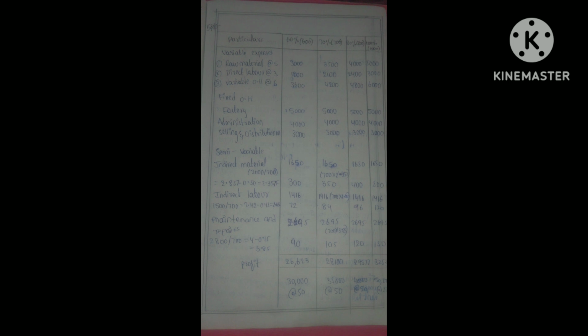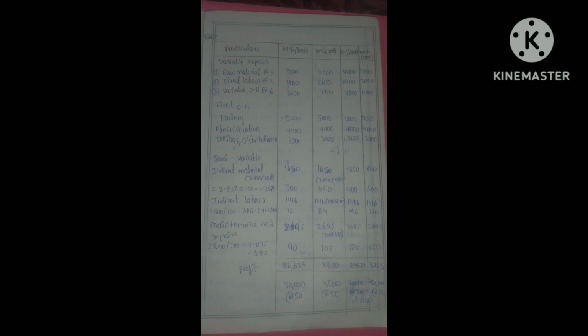So raw materials has given 5 rupees. So calculate 5 with 600, 700, 800 and 1000. So we will get values. Same with direct labor and variable overheads. So direct labor has given 3 rupees. So 3 into 600, 700, 800 and 1000. So variable overheads he has given 6 rupees. So 6 into 600, 6 into 700, 6 into 800 and 6 into 1000. So we will get the values.